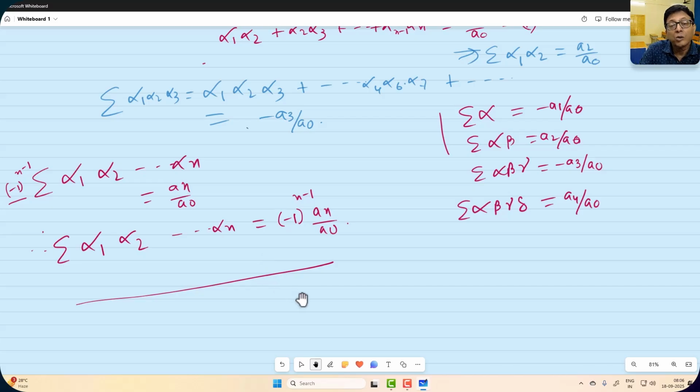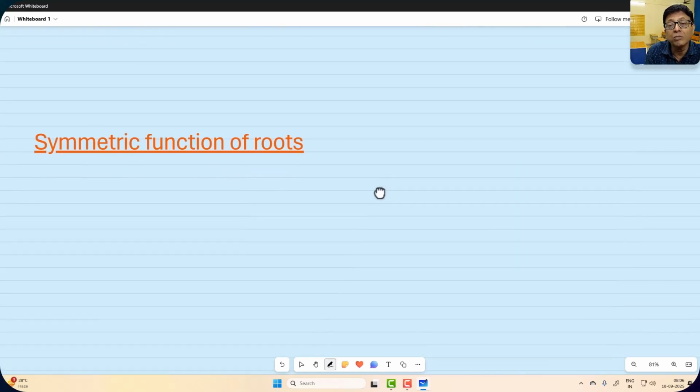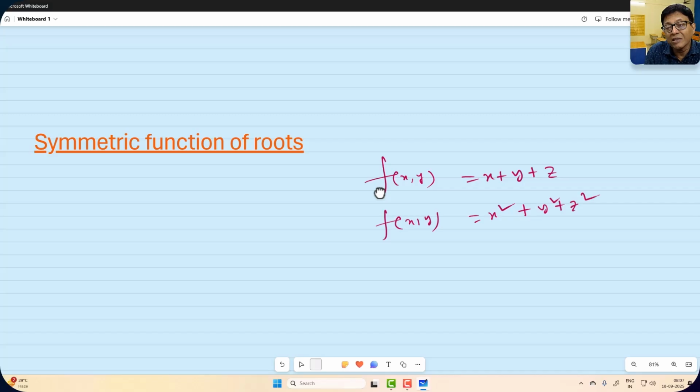Now we are going to define a function which is known as a symmetric function of roots. What is a symmetric function? If you have done functions in two variables, a function of the form f(x, y, z) equal to x plus y plus z is said to be symmetric. If f(x, y, z) equals x square plus y square plus z square, it is symmetric.